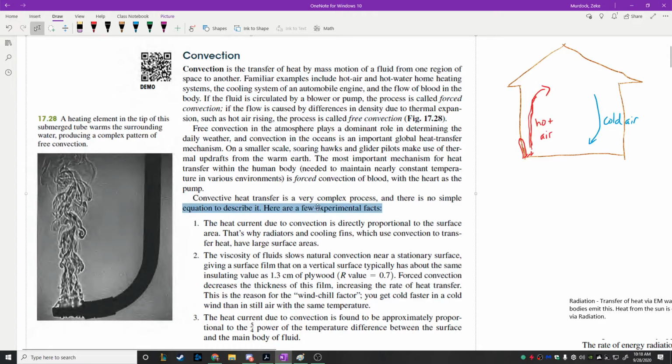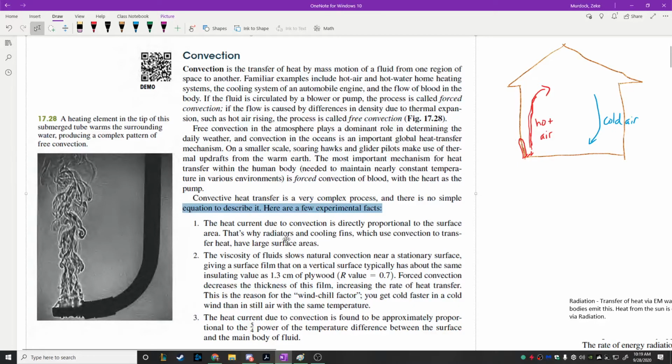So then it gets into how this process is complex and there's no equation to describe it, which is kind of good because it means you don't need to memorize any equations for this. But here are some facts about it. The heat current due to convection is directly proportional to the surface area. That's why radiators and cooling fins, which use convection to transfer heat, have large surface areas.